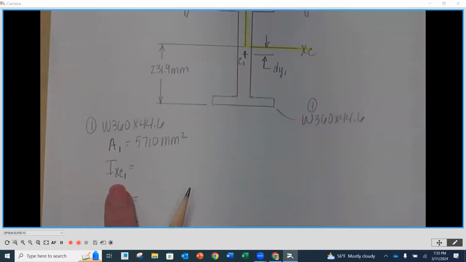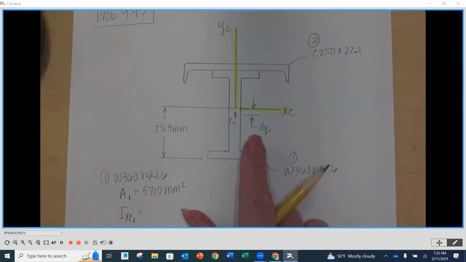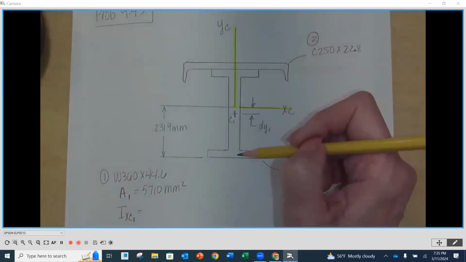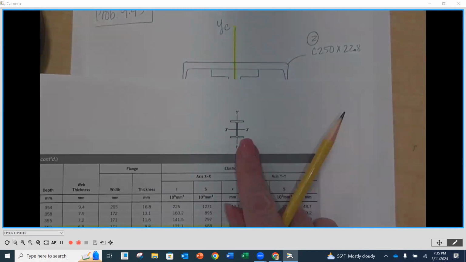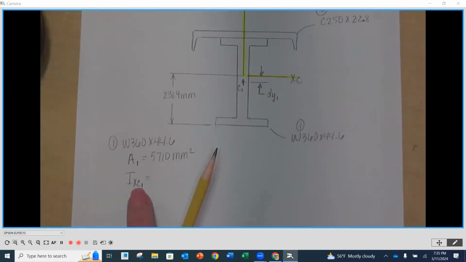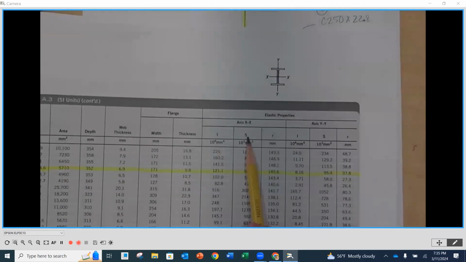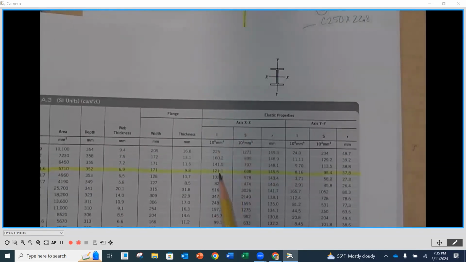Now the IXC1. We have to look at the orientation of our shape, where we have the x-axis horizontal and our tallest dimension is vertical. That is the same orientation that this is. So when we look for our moment of inertia about the centroidal axis, it will be the same. Here's the x-axis, here are the columns for the x-axis, and here's the moment of inertia, the very first column. Do you guys see that?